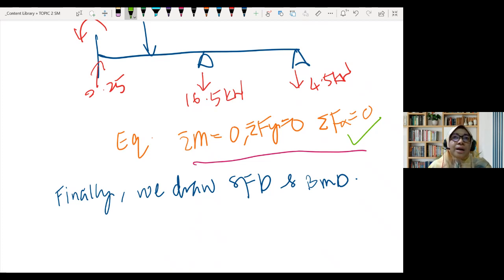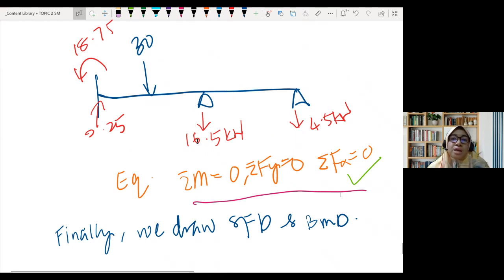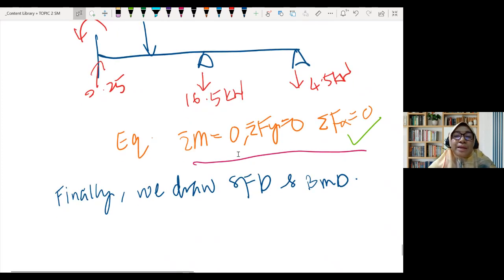In the next session, maybe I will focus on how to draw the shear force diagram and bending moment diagram without cutting sections like what you have done in solid mechanics. From all the values that we calculated using the stiffness method, we will close with the shear force diagram and bending moment diagram. I will show you in the next video. I hope you understand this. If you don't understand, please contact me and I will explain again.